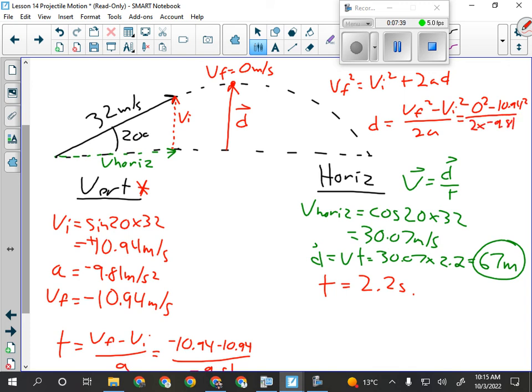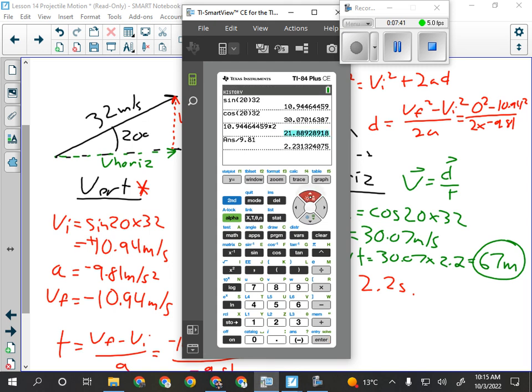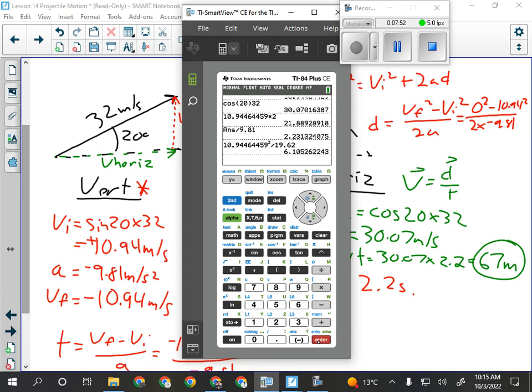Right, so I'm going to take that and square it. Okay, and I'm going to divide that by 19.62, which is 2 times 9.81. Okay, so the maximum height of the General Lee is 6.1 meters.